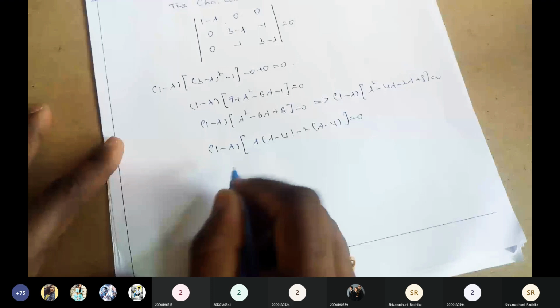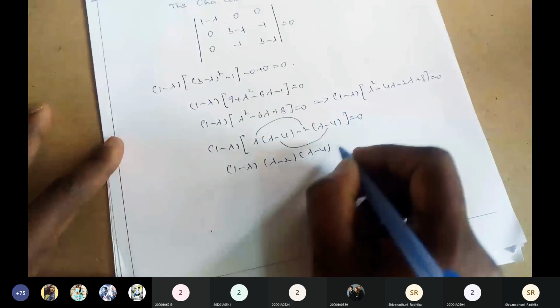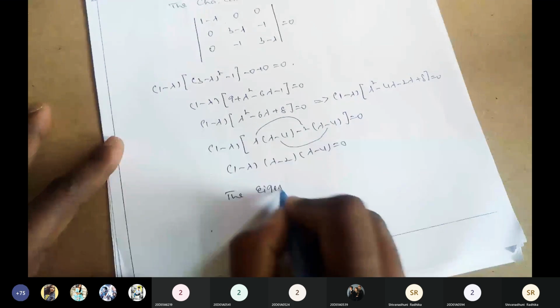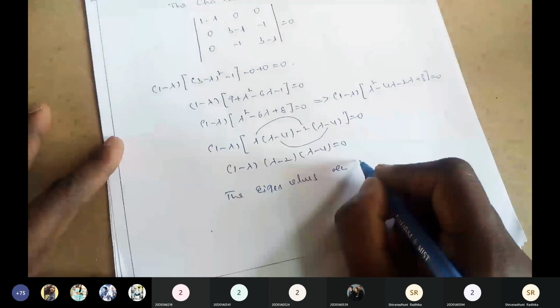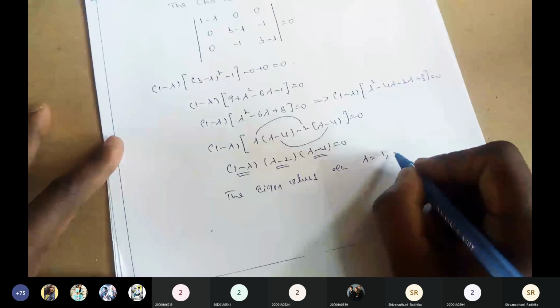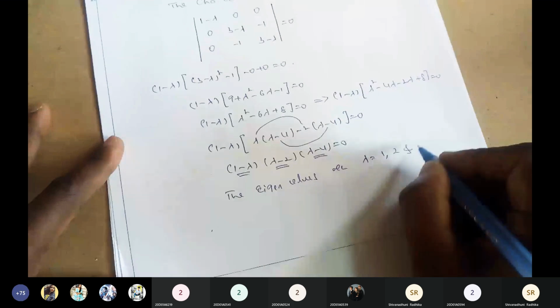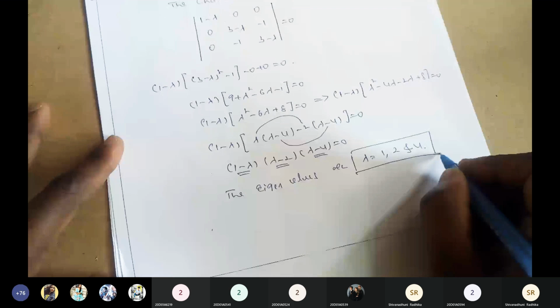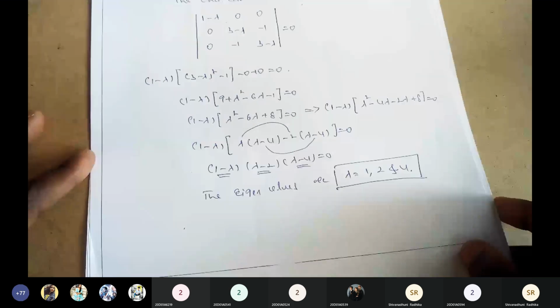All of you clear? So the eigenvalues are lambda equals 1, 2 and 4. How many lambda values do we have? Those are the eigenvalues we have. In total we are getting 3 eigenvalues. Is it clear now? This step one is completed.